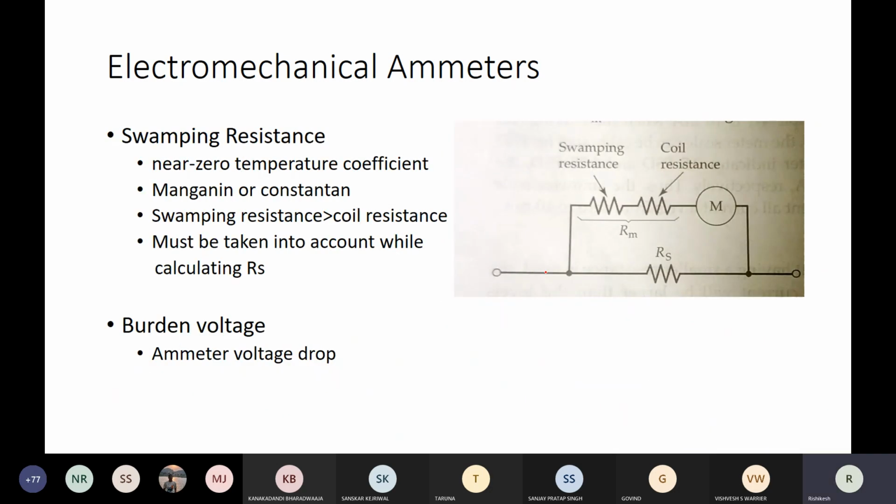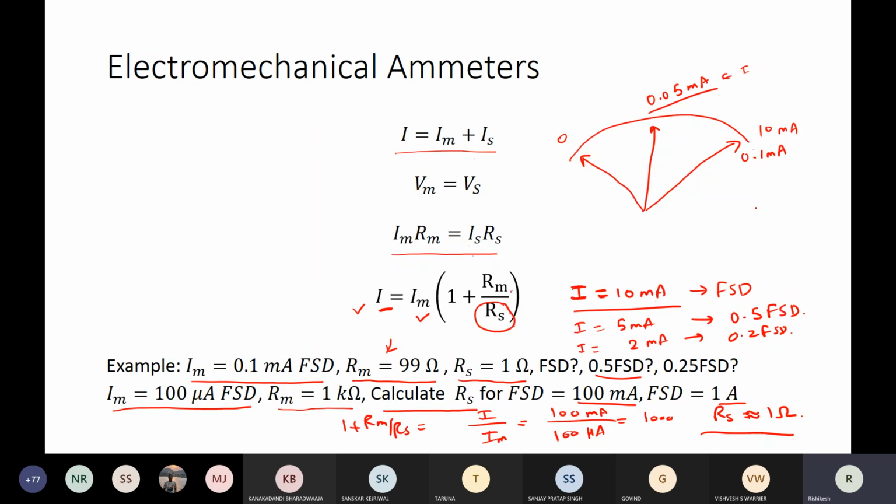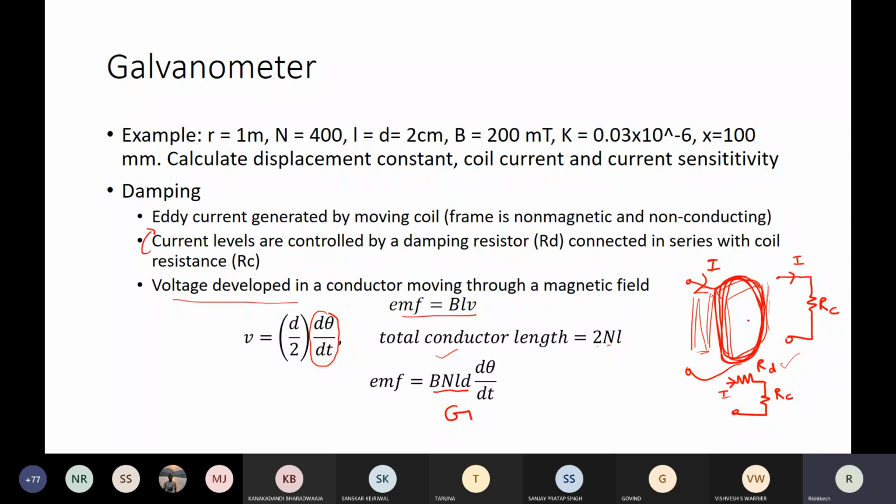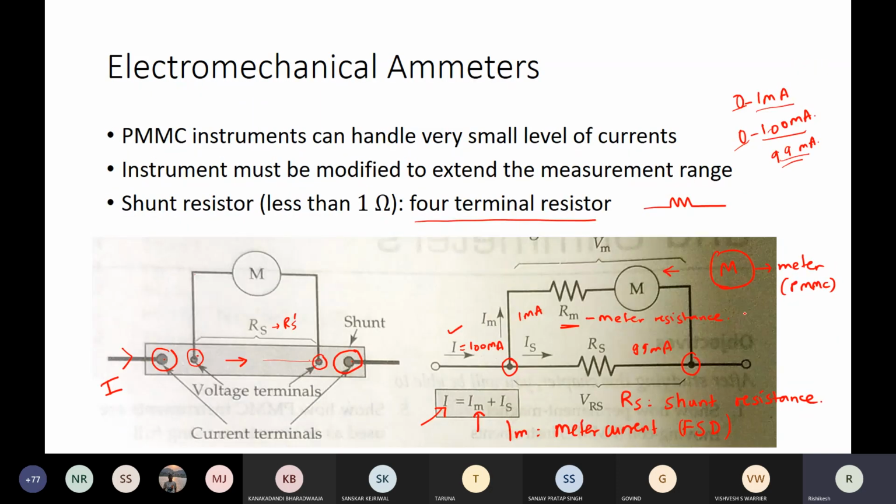So in the case of an ammeter, we use a swamping resistance, which has a near zero temperature coefficient. That means along with the temperature increase caused by current flow, the environmental temperature change will also change the coil resistance. If you remember, we have discussed that the coils are made up of metal wires, isn't it? So when there is a change in temperature, there will be a change in the Rc value.